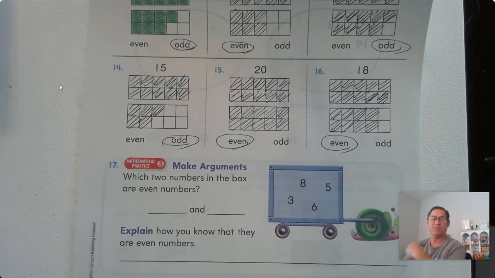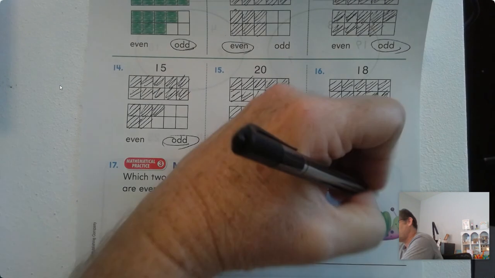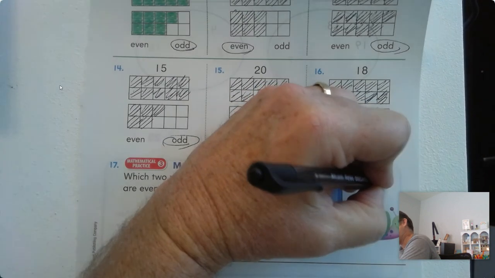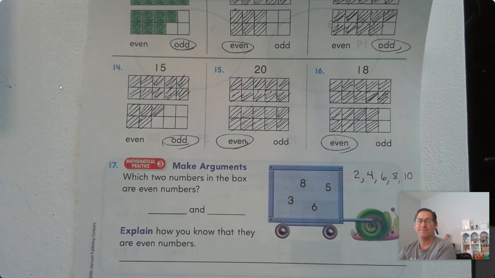All right, 17. Which two numbers in the box are even numbers? Well, if we can count by twos, and we should say those numbers, right? So I'm just going to go over here and I'm going to go ahead and count by twos. 2, 4, 6, 8, 10. Okay, 2, 4, 6, 8, 10.